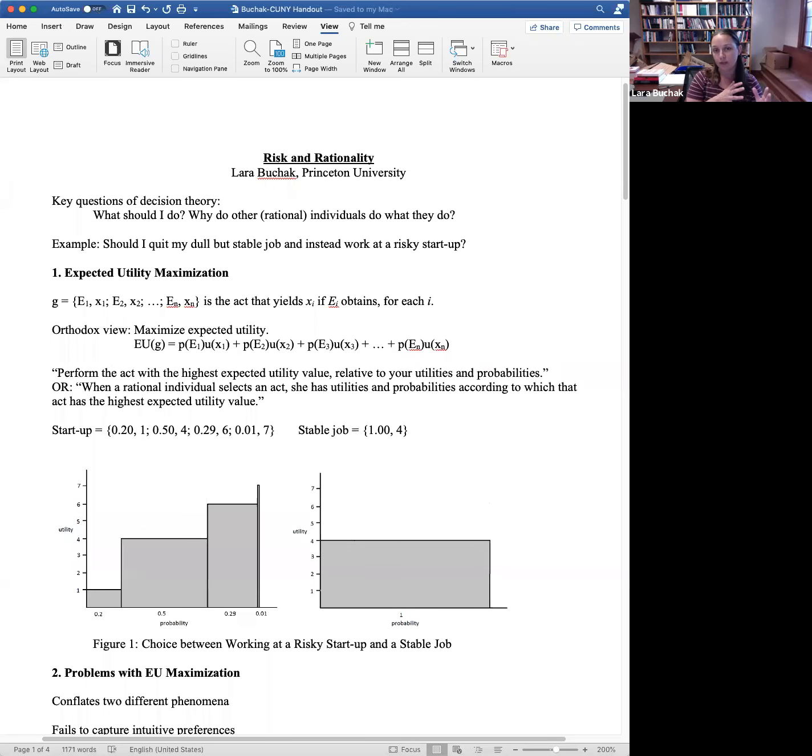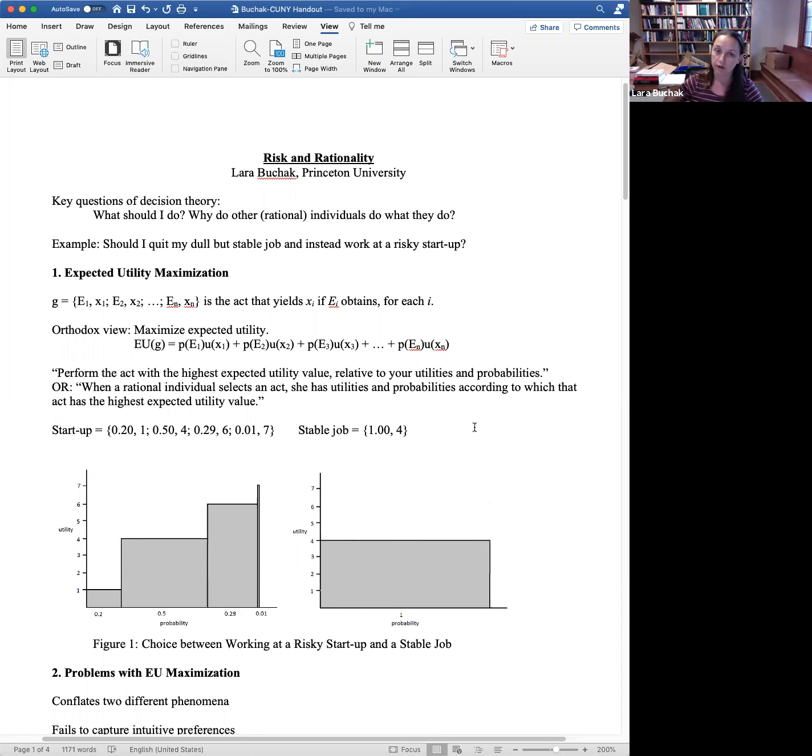Put them together to get a single value for this gamble. So the orthodox theory has an answer to this. It's called expected utility maximization. Let an act G just be an assignment of consequences to states of the world.